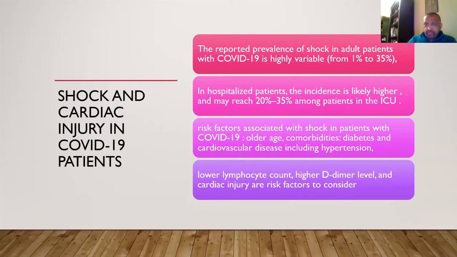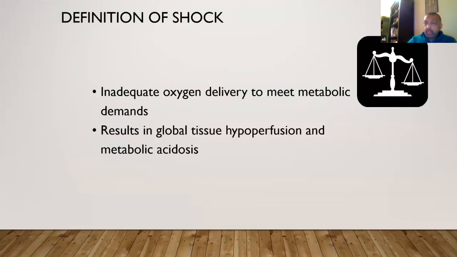I'll show you some tables later on, and especially in hospitalized patients, it could be high, as I had 35% in ICU. And some of the risk factors are the same risk factors that complicate COVID in general: older age, especially comorbidities such as diabetes, cardiovascular disease, and hypertension. Now, some of the markers that tend to correlate with a high risk of cardiac injury include high D-dimer and lower lymphocyte count. So I'm going to talk about shock a little bit in the next 5-6 slides.